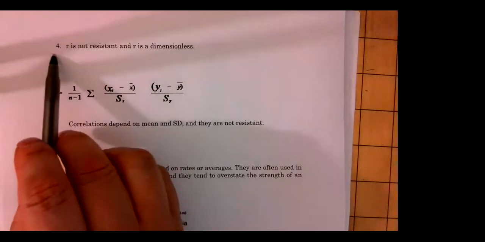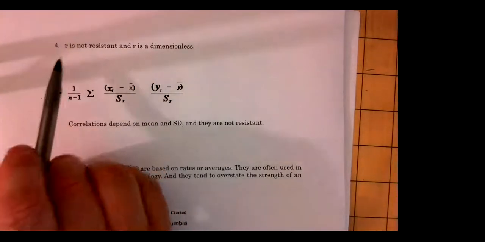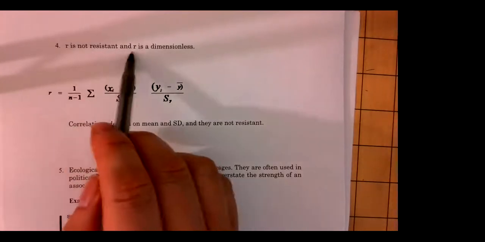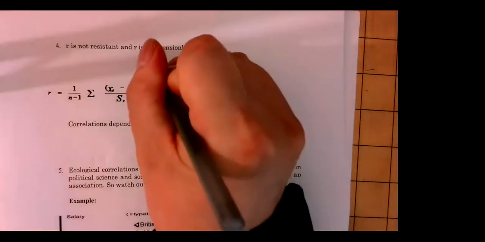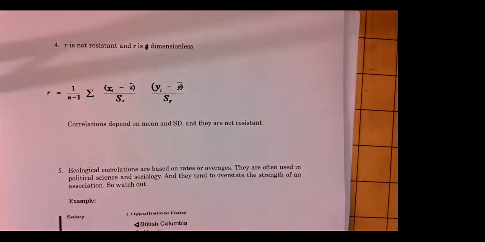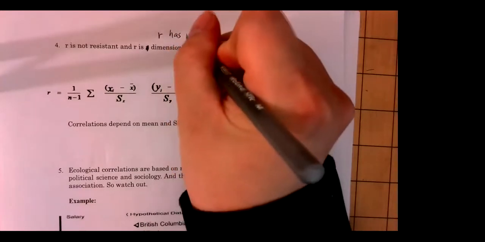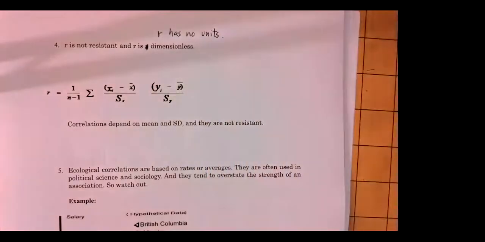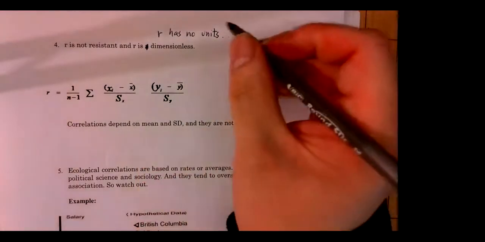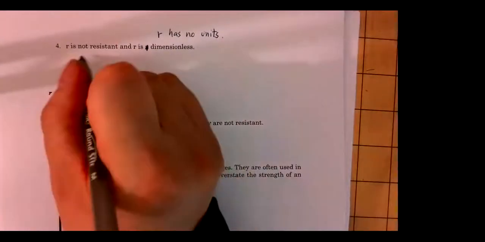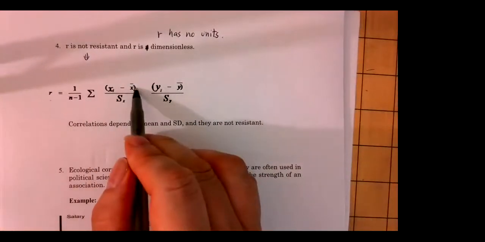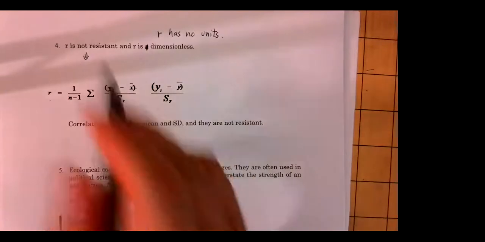Okay, property 4. R is not resistant, and R is, this is a typo, okay? R is dimensionless. That means R has no units. Now let's see why R is not resistant. Look at the formula here. R depends on average and depends on standard deviation.